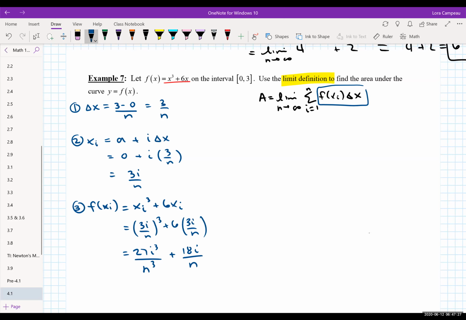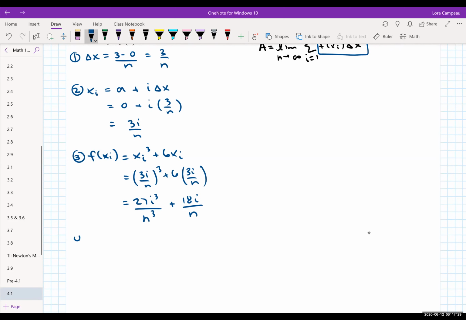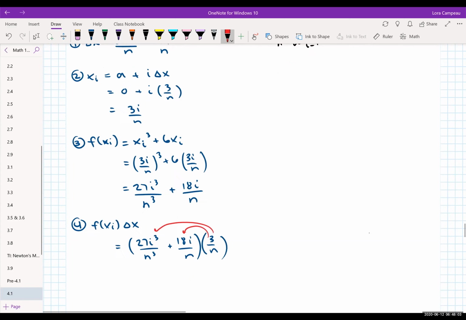So almost there with the preliminary work. Item number 4 is getting that f of x_i and multiplying it by the delta x. That's finally going to be what we're plugging in. So f of x_i, we just calculated to be 27i cubed over n cubed plus 18i over n. And again, our delta x was 3 over n. Don't forget, with the delta x, it's to your benefit to distribute it before you even start plugging it into the limit.